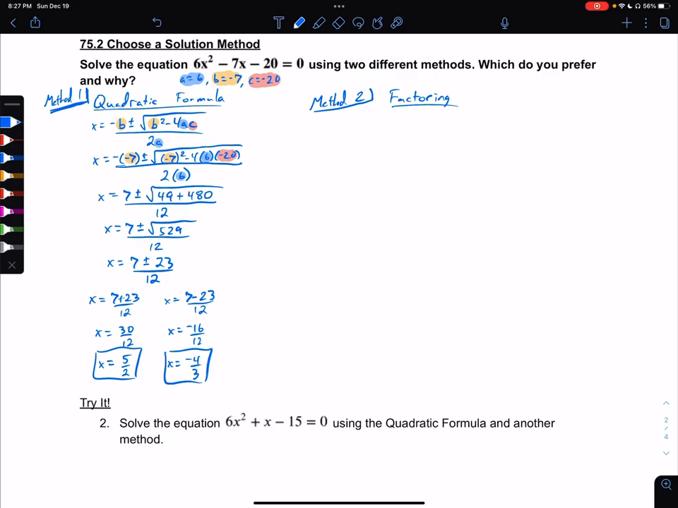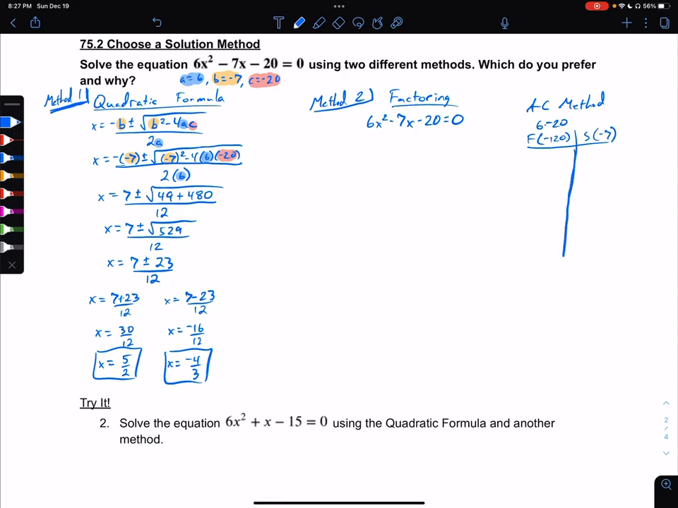All right, so we're looking at factoring. We have 6x squared minus 7x minus 20. Now we're going to use the AC method here. So we're going to do A times C, which means we're going to do 6 times negative 20, and we're looking for factors of negative 120 that have a sum of negative 7, our B term.